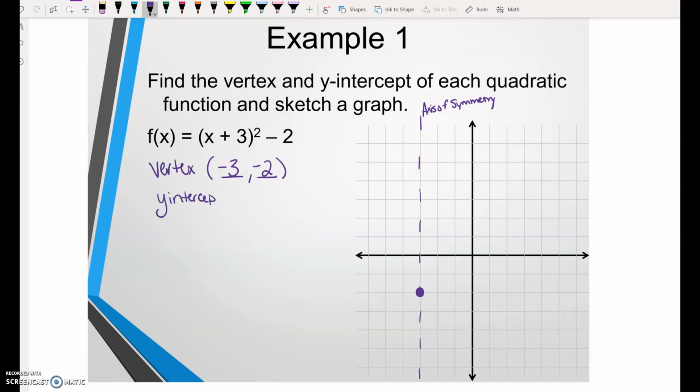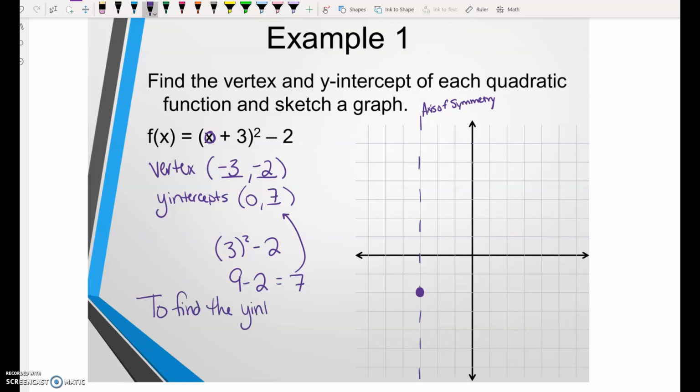All y-intercepts are points that are on the y-axis. They all have x values of 0. So if they're asking us to find the y-intercept, they're saying, if x is 0, what would the y value be? So all we have to do is plug 0 into here. 0 plus 3 is 3. 3 squared is 9. And 9 minus 2 is 7. So all we are doing is plugging in 0. So you might want to write, to find the y-intercept, plug in 0.